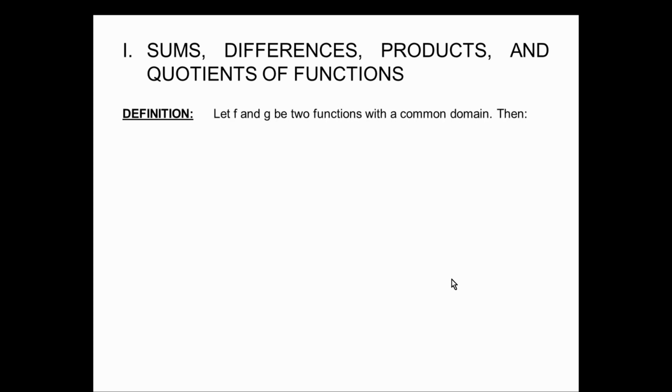Definition. Let f and g be two functions with a common domain. Then, we've got the following four-part definition. Number one, the sum of f and g is noted by f plus g, just like any sum, is given by f plus g of x is equal to f of x plus g of x. If we had to describe this without functions, this would be combining similar terms.